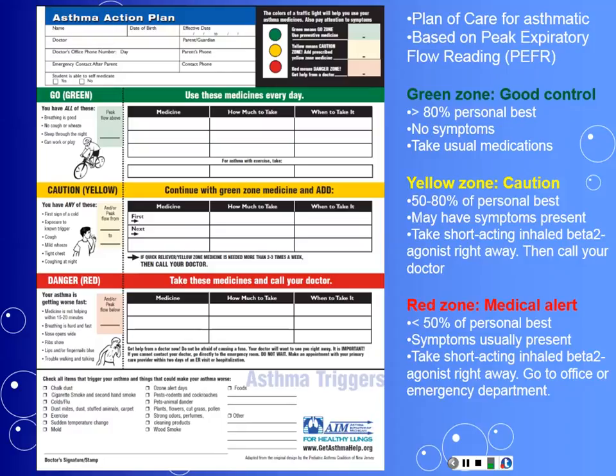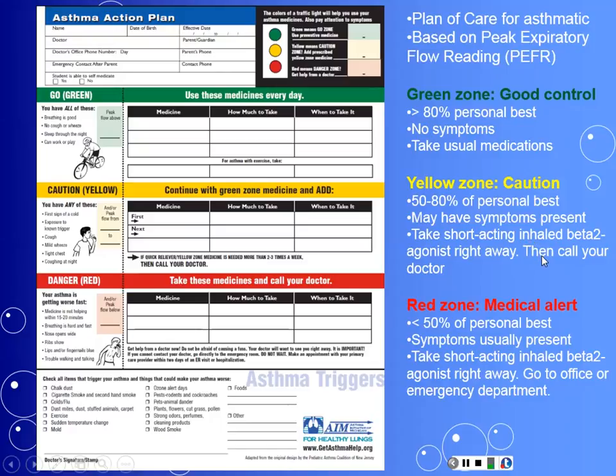With that green zone, they're going to have no symptoms. They're in good control. They're just going to take their usual medications. And the nice thing about some of these colored charts is it gives them a better visual of what's going on. It lists symptoms: their breathing's good, they're not having coughing or wheezing, they can work, they can play, here are their regular medications, or do they only have a rescuer.